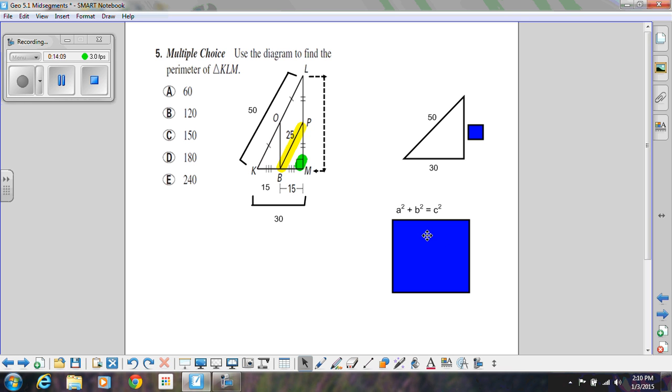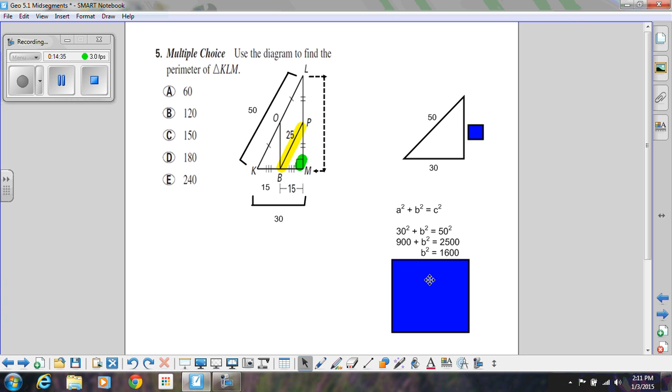So let's plug it in. I know that one of my sides is 30, so I'm going to put that in for A. I don't know this side, that's my B, and then remember C is always that longest side across from the right angle, so that's 50. So we have 30 squared plus B squared equals 50 squared. We're going to square those numbers. 900 plus B squared equals 2500. Then we're going to subtract 900, so we get B squared equals 1600, and then square root. So we got B is equal to 40.